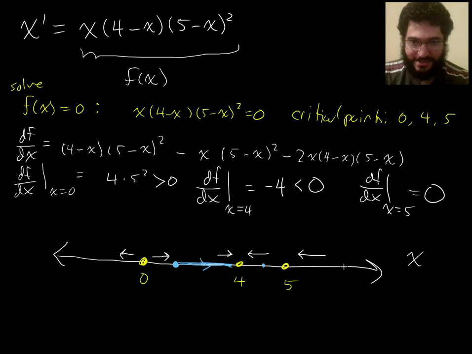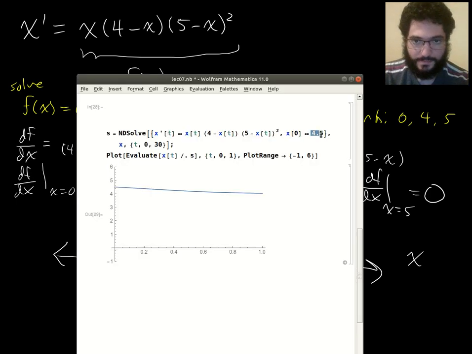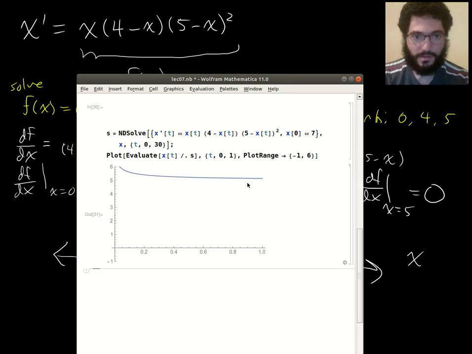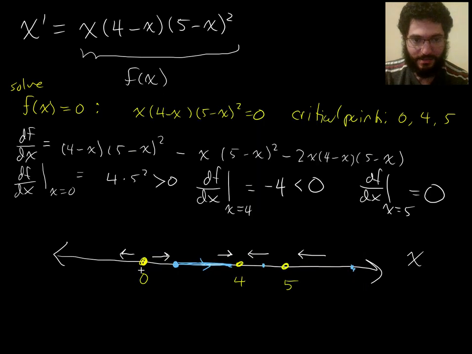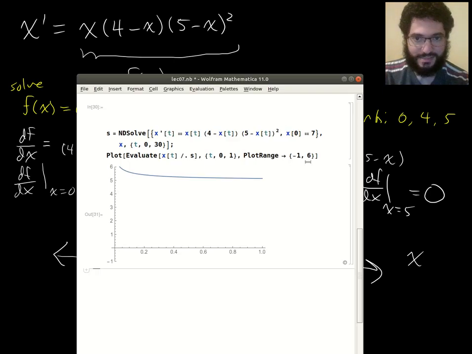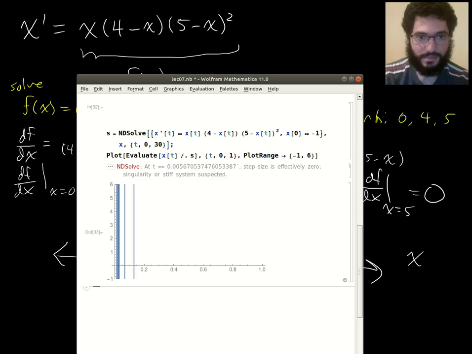All right, how about if we start out with x of 0 equal to, let's say, 7. Then it starts a little bit off the plot up there, and it goes down towards 5. You see? What about -1? If it starts here, then I expect it to decrease forever. So put -1 here.